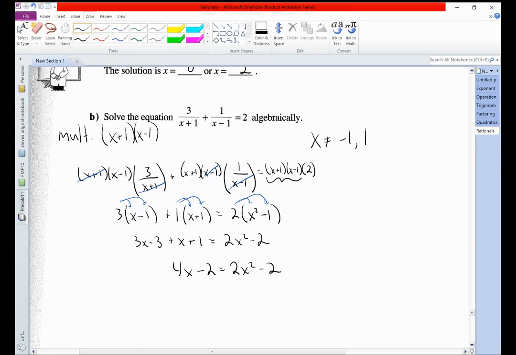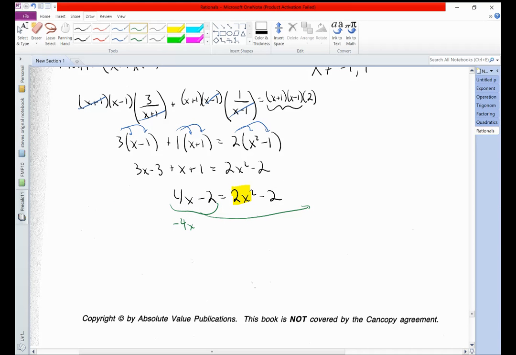Now I want to get everything onto the same side of the equation. I want it to equal 0 in the end. And it's really nice to have a positive x squared term. We know that anytime we're solving a quadratic equation, it's easiest to solve it with a positive x squared term. So I'm going to move everything on this side over to that side. Subtract 4x from both sides, and I'm going to add 2 to both sides. So that goes away and that goes away. I'm left with 0 on this side.